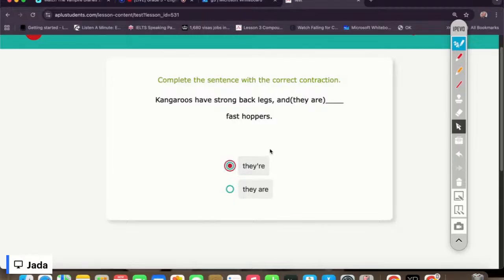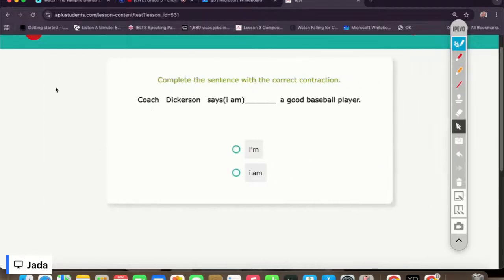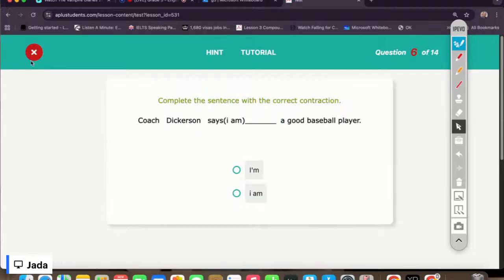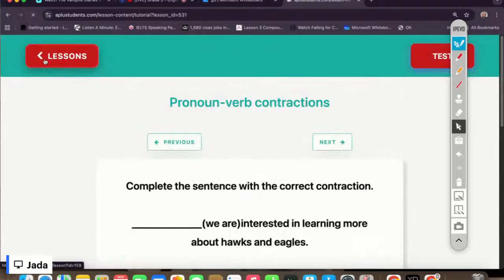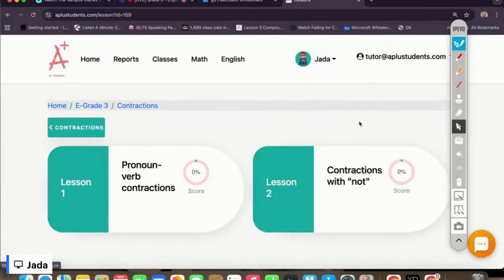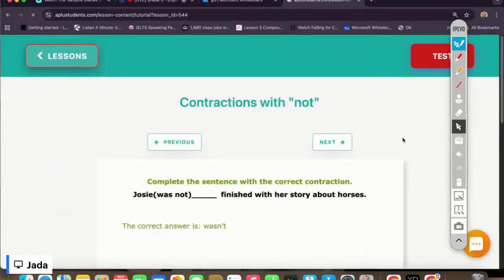All right, so okay, that's it for this lesson. We'll move on to the next lesson. So make sure you complete this one if you haven't done it before, okay? So complete it, then you move on to the next. So the next is contractions with not.